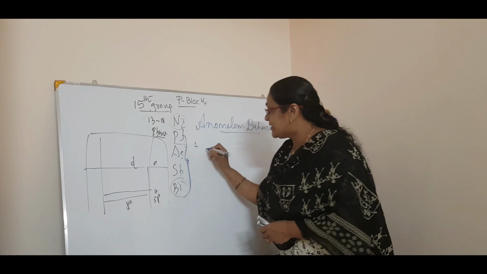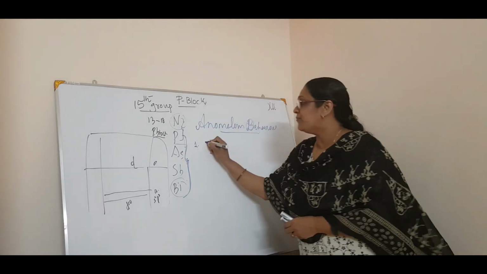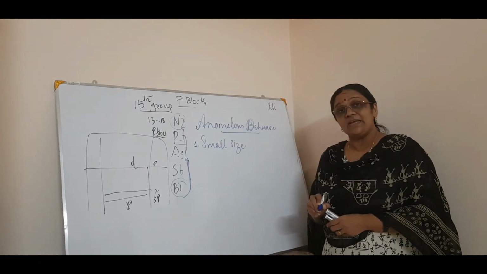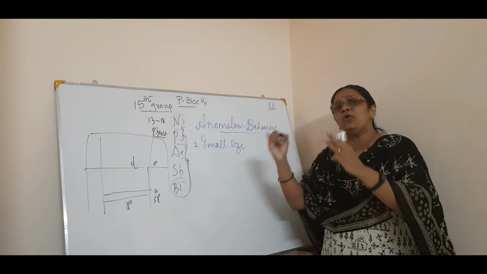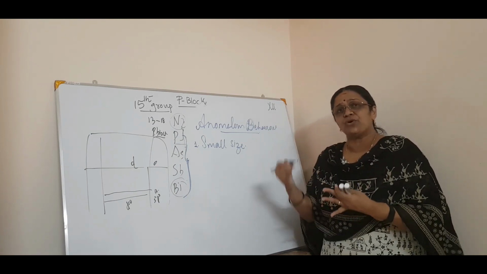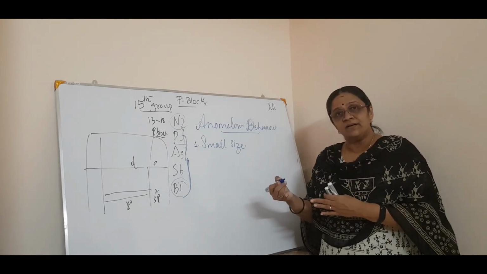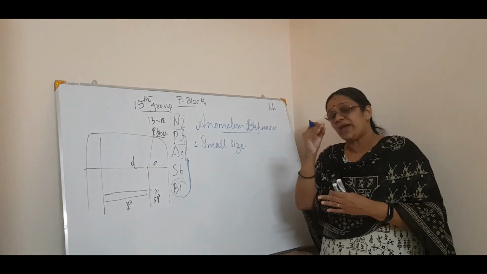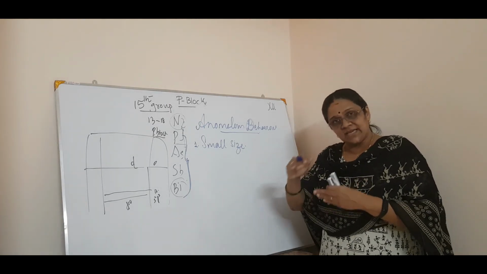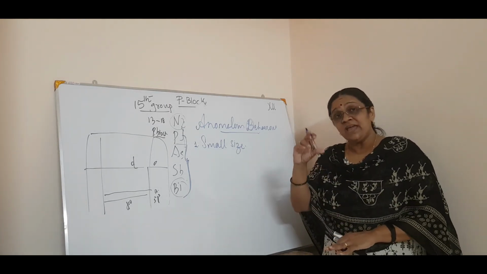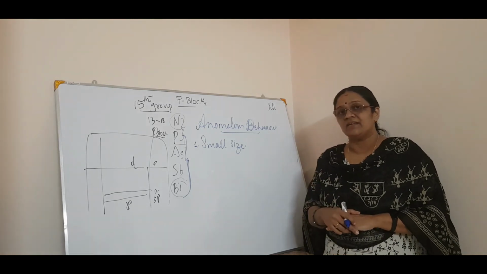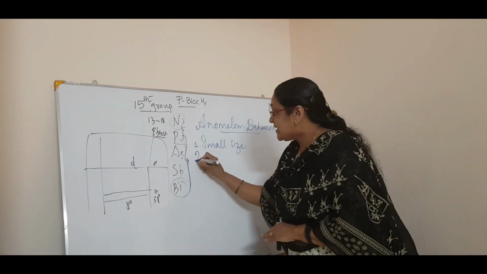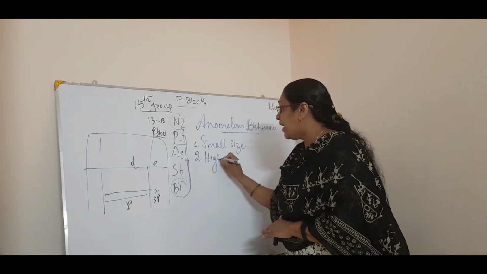First point: in every group, the first element has a small size. Whether it is nitrogen, oxygen, fluorine, boron or carbon, in all these groups the size of the first element is very, very small compared to the second. That is why there is a drastic increase in the radii, which we mentioned. So first is the small size, correct? Now, second is high IP.